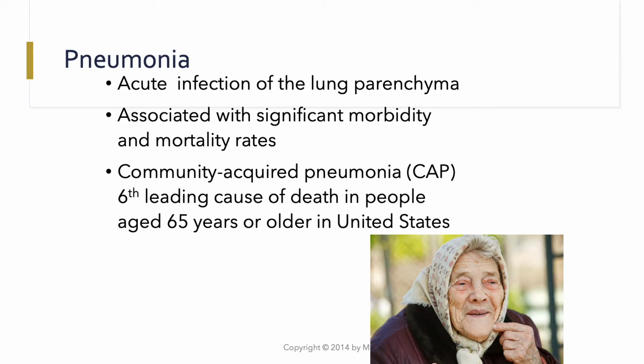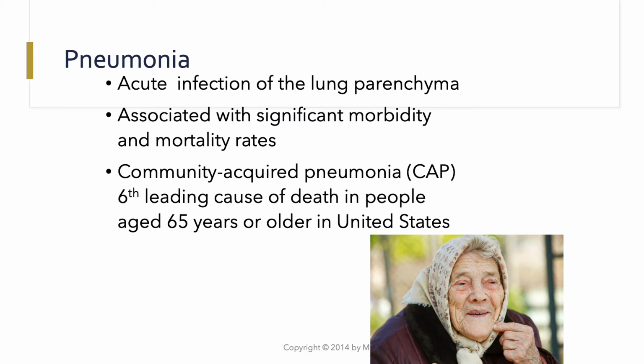Pneumonia is, as you know from pathophysiology, an acute infection of the lung parenchyma. That means the tissue in the lung. It does kill a lot of people. It's the number 6 cause of death of people in the United States age 65 or older. It's also been called the old man's friend. A lot of people die of pneumonia when they're suffering from underlying health issues.